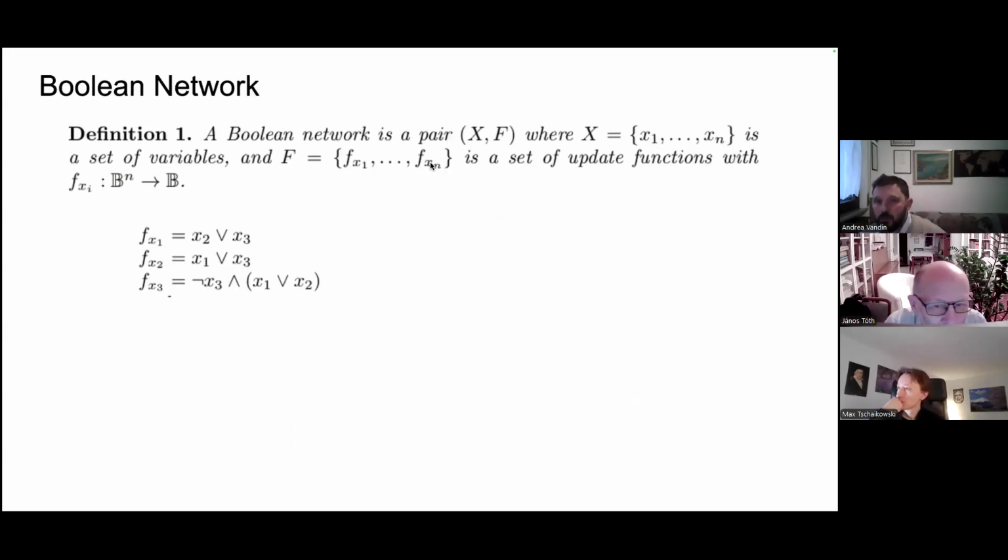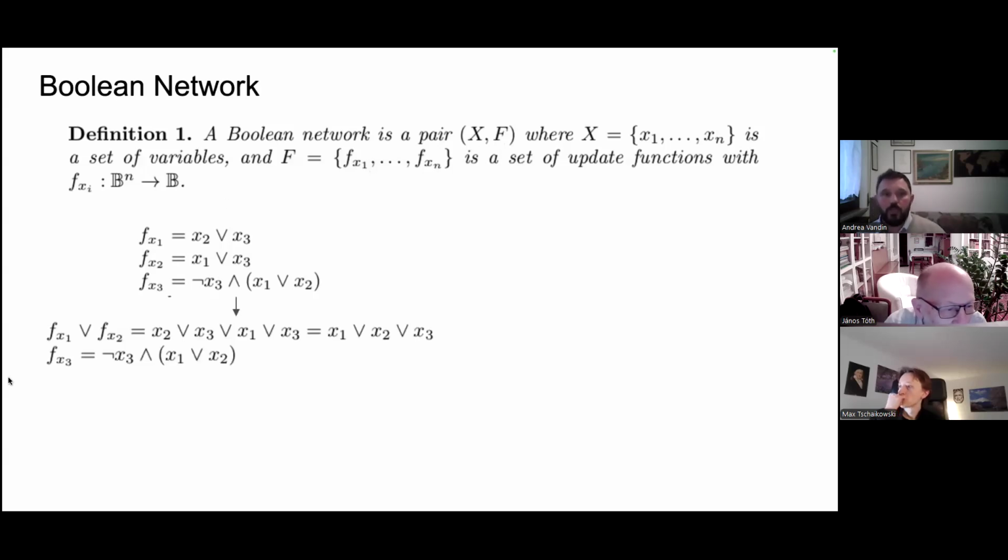So a Boolean network is made of a set of variables and a set of update functions, like this. We guess, but it's not true that we guess, I'm just showing you what happens, that x1 and x2 can be lumped together, can be aggregated. So we take the update function of, so we aggregate the update function.